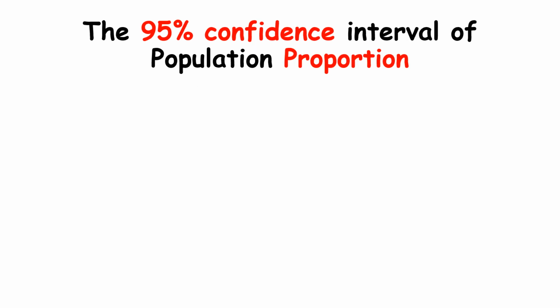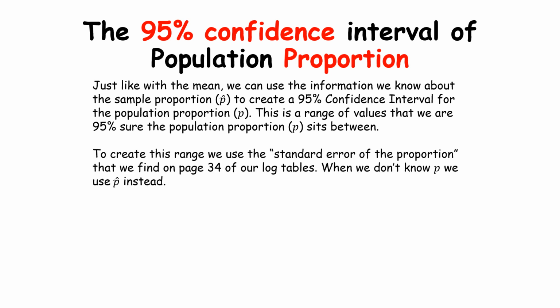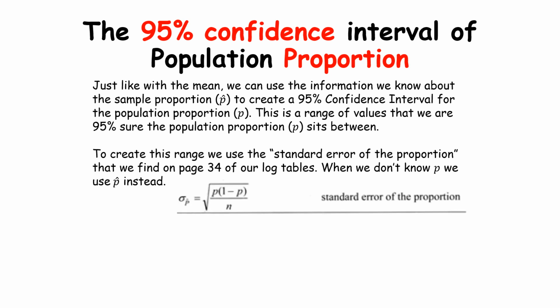So now we're going to talk about the 95% confidence interval of the population proportion. So just like with the mean, we can use the information we know about the sample proportion, p hat, to create a 95% confidence interval for the population proportion, p. This is a range of values that we are 95% sure the population proportion sits between. To create the range, we're going to use the standard error of the proportion that we find on page 34 of our log tables. However, because we don't know p, the proportion, we're going to use p hat instead.